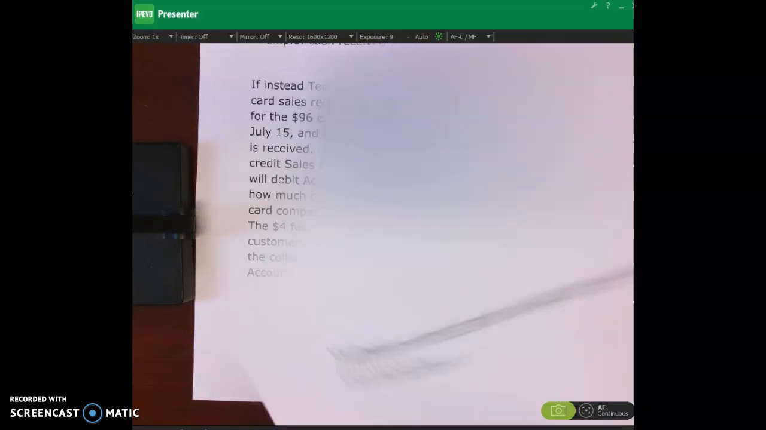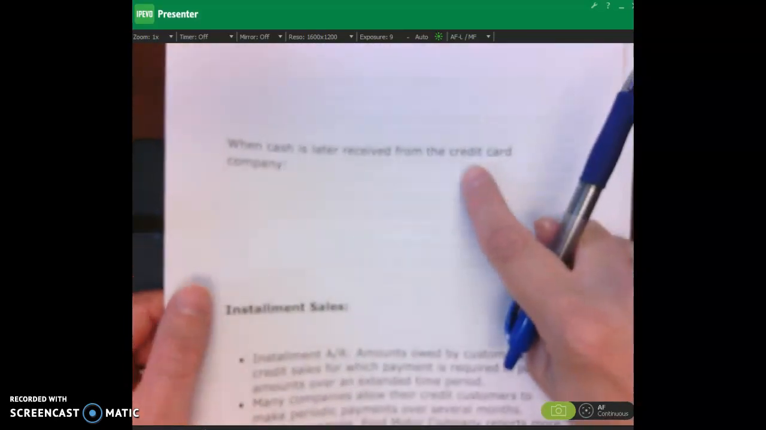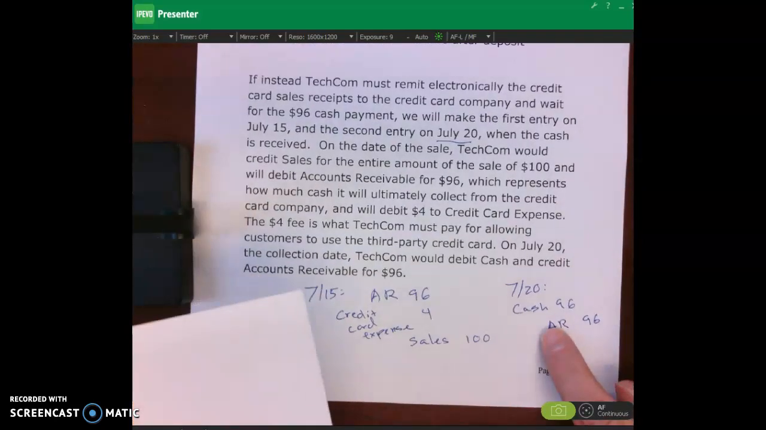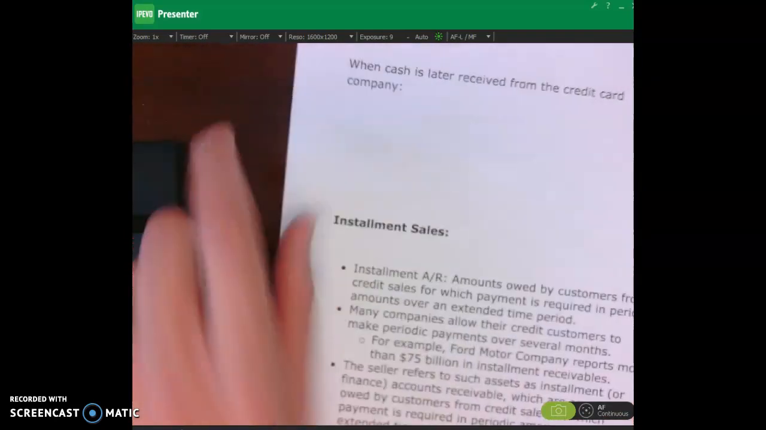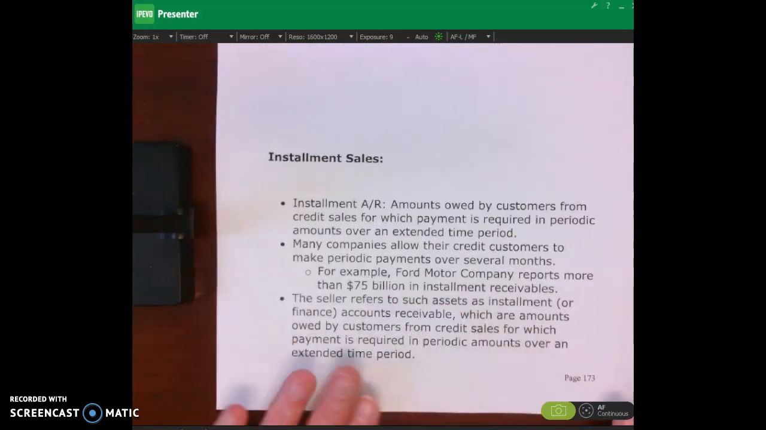I've done those two journal entries. This one we did on the prior page. This says right over here when cash is later received. That's that 20th. Okay? So now let's talk about installment sales, and then we'll do some quick check problems.